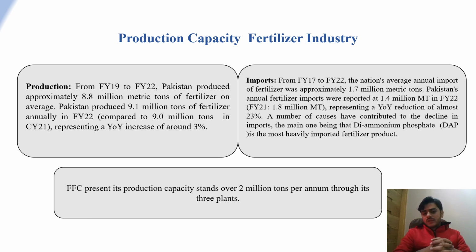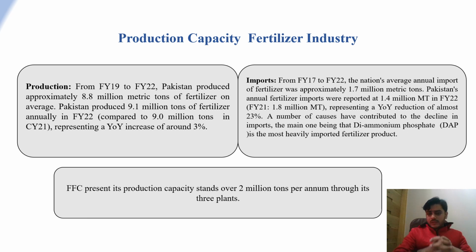Fauji Fertilizer Company produces 2 million tons per annum through its 3 plants. Fauji Fertilizer Company has 3 plants to produce fertilizer, with a capacity of 2 million metric tons.